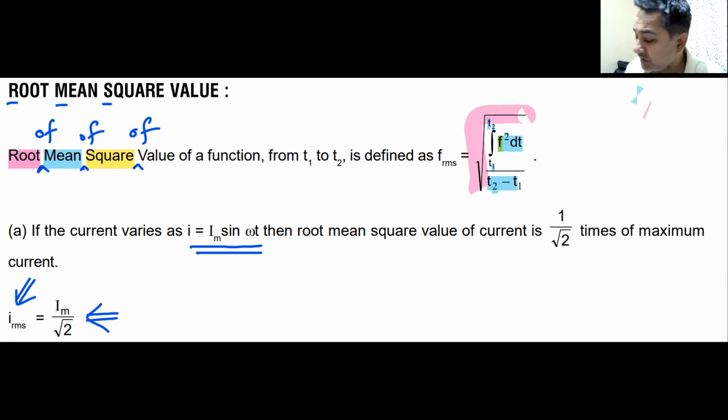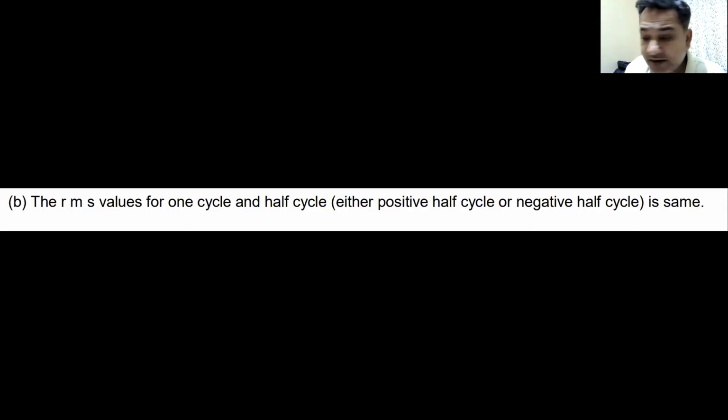Then you must also remember one more thing. They might ask you a straightforward question: what is the RMS value in half cycle? What is the RMS value for half cycle? Whether it's the full cycle or the half cycle, the values are the same. You must remember this and don't forget it in your entire life.